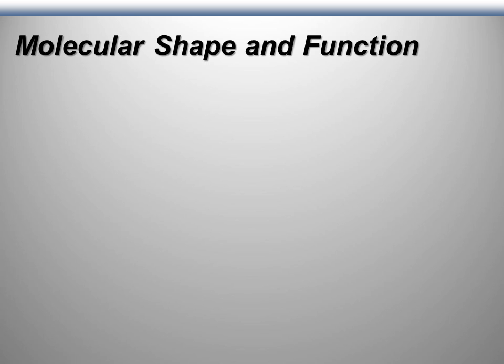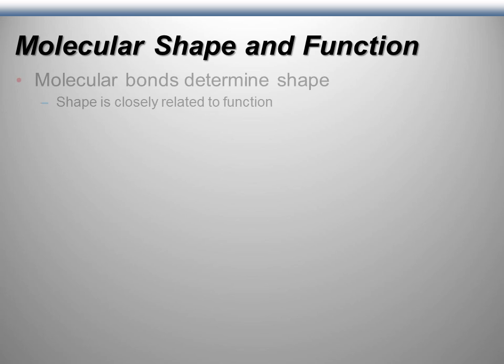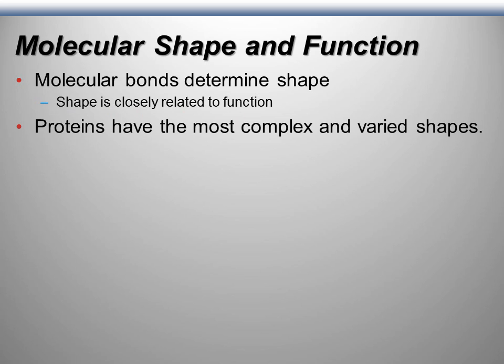So molecular shape and function. Again, shape drives function. Think about, for instance, a pair of scissors. Okay, the shape is very, very important to that pair of scissors' function. Same thing with a bicycle. If you have a bicycle with a bent wheel, it doesn't have the right shape, it doesn't have the right function. Okay, so our molecular bonds, our covalents, our ionics, our hydrogens and hydrophobics determine shape, and then shape drives function. Okay? Proteins are extremely complicated that way.